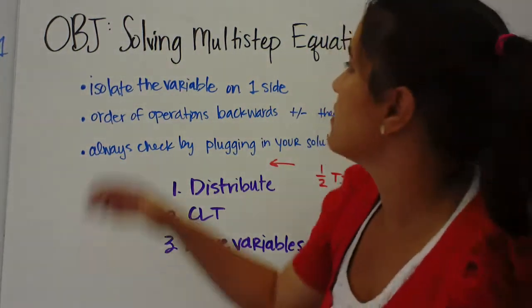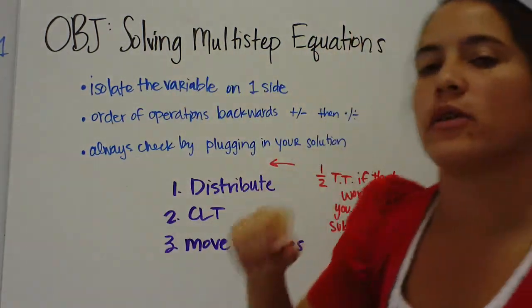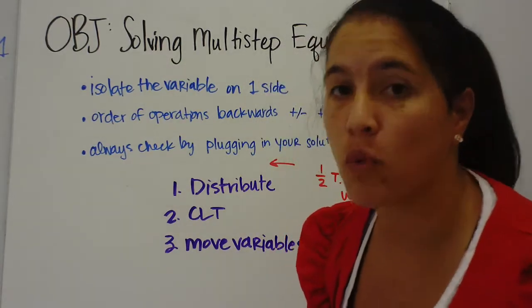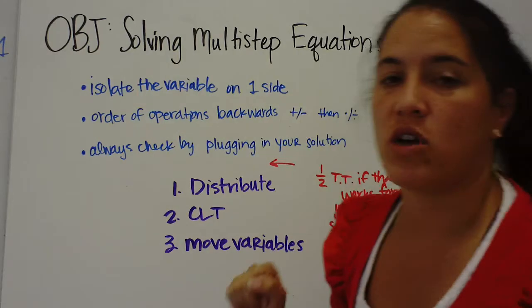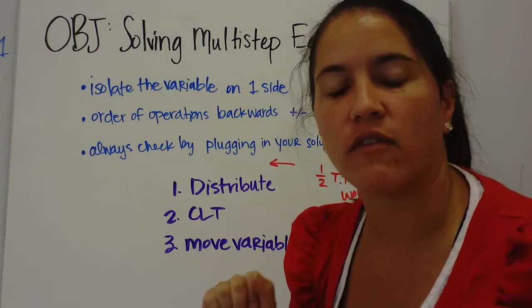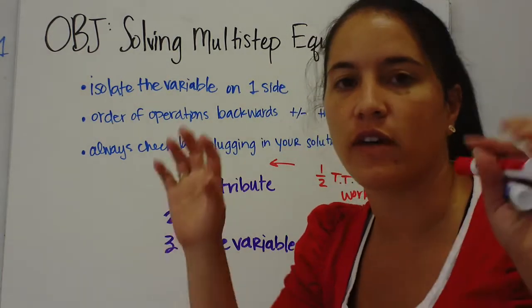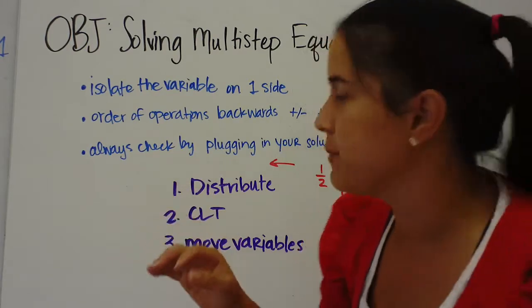Today's objective is solving multi-step equations. So multi-step meaning more than one step. Just a few notes. Isolate the variable on one side. So you might have equations where you have only one variable, and you might have equations where you have variables on both sides of the equal sign.